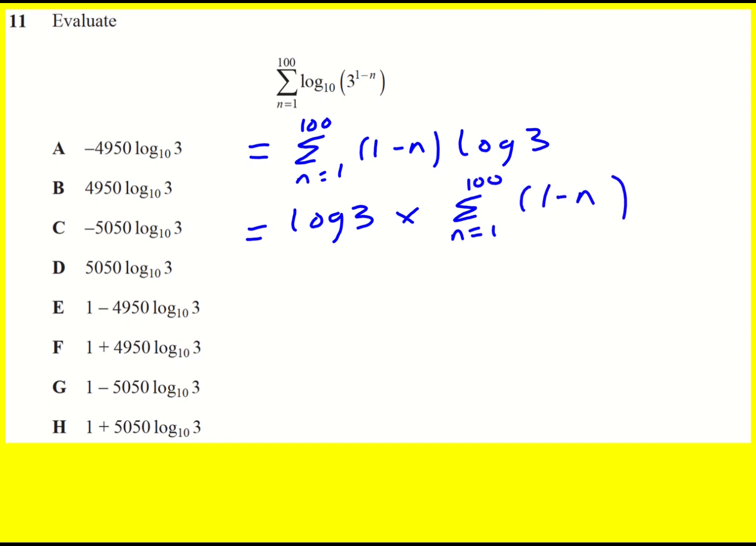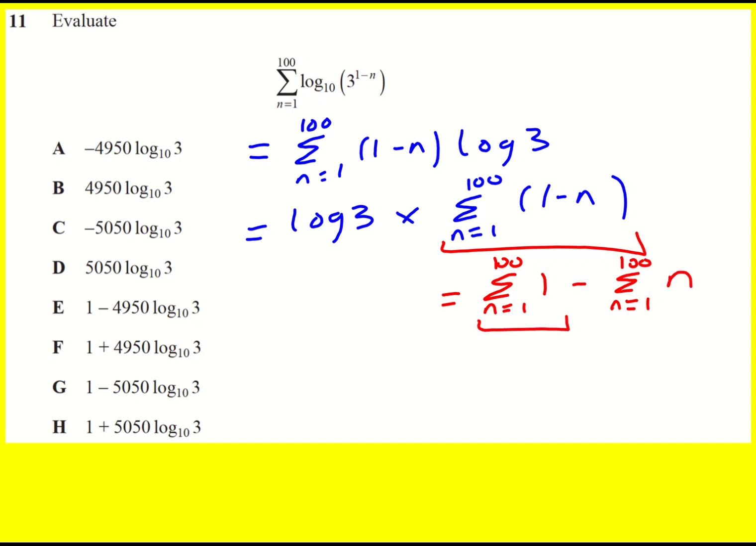Now there's a couple ways you can do the next bit. I decided to split into two summations. This is something that is done in further maths quite a bit. Because then if I'm summing up from 1 to 100, that many ones, I'm just going to get 100. And this here is actually, there's a formula.